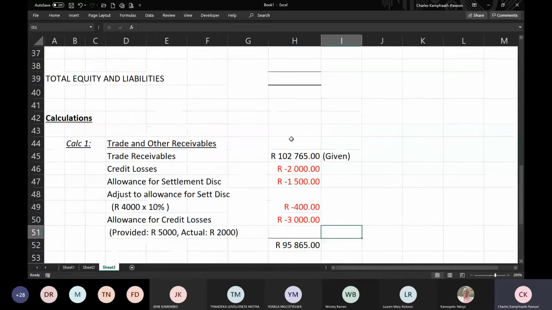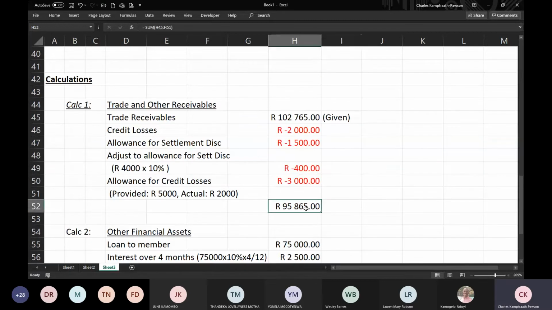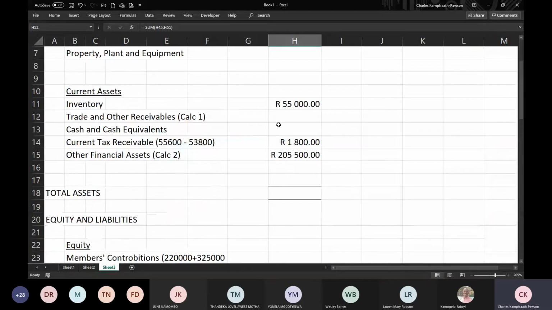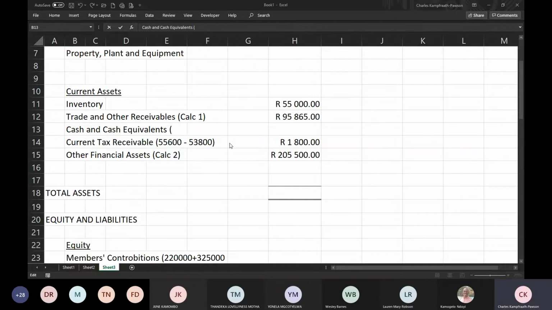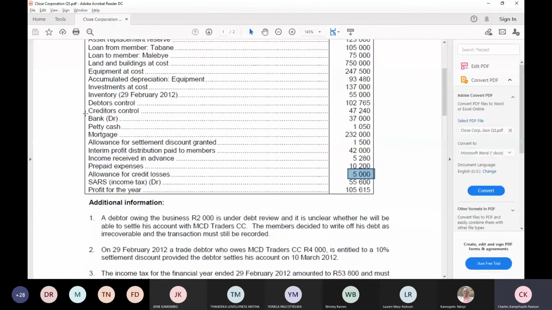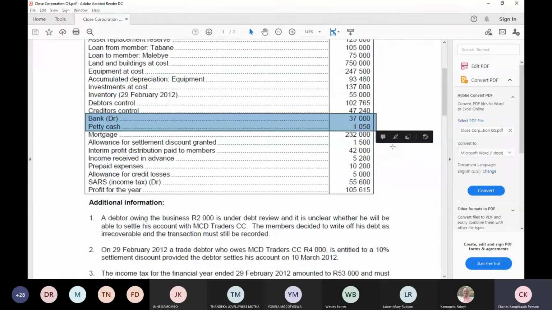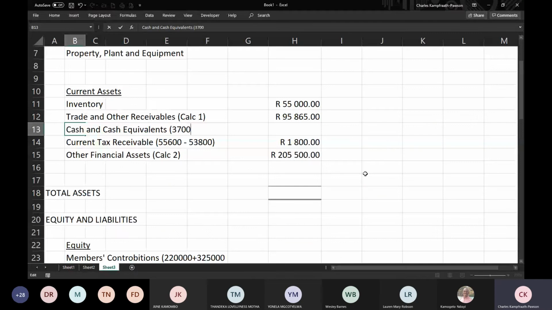Okay. So 95 and we are on page 52. Let me just put it in there. Cash and cash equivalents. I saw nothing else other than the bank and the petty cash that we read in the beginning. The bank and the petty cash must be together. So it's 37,000 plus the 1,050. It's 38,050. Everybody happy?